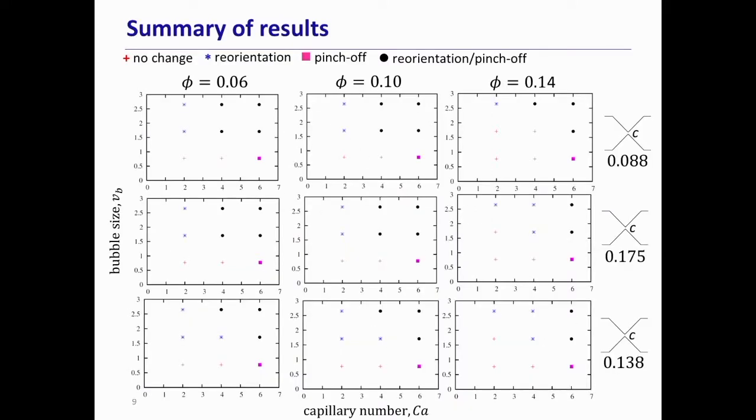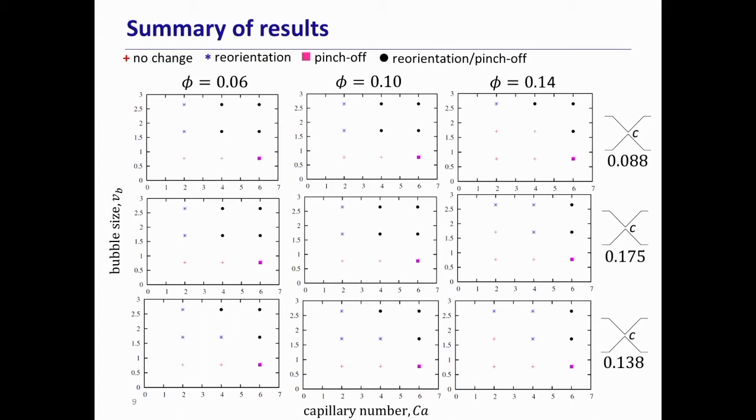From that, we try to summarize what is going on from one condition to the other. So here, hopefully you can see clearly from behind, we do different variations. The x coordinate shows the capillary number, which basically represents how fast the bubble is moving inside the channel, and the y coordinate shows the bubble size. This graph represents different conditions. The column shows different liquid fractions, and the row shows different sizes of the gap.